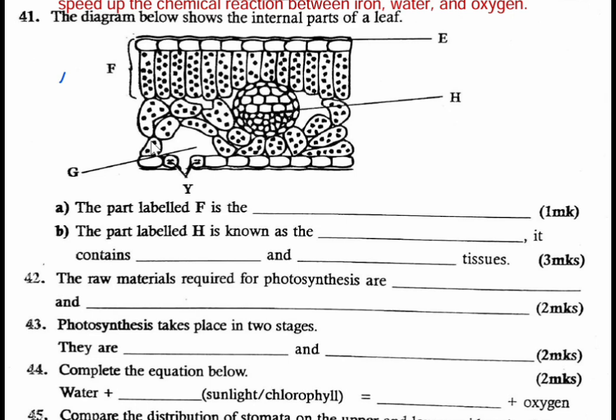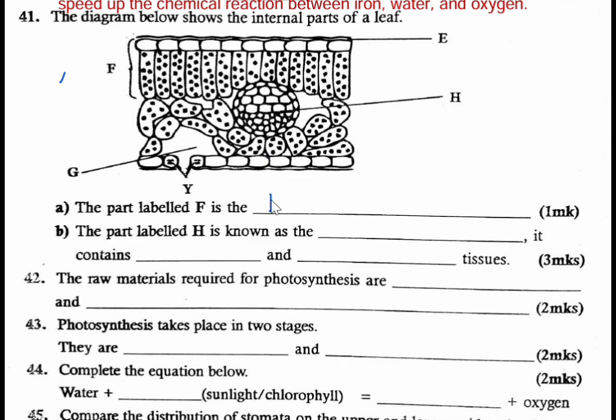So we continue with question number 41. So here we have a diagram. The diagram below shows the internal parts of a leaf. So this is the diagram with the letters F, E, H, G, and Y. And then we have two questions, A and B. So we're going to use this diagram to answer questions A and B. So the part labeled F is here. So the part labeled F is known as the palisade mesophyll layer, or other books call it the palisade cells.